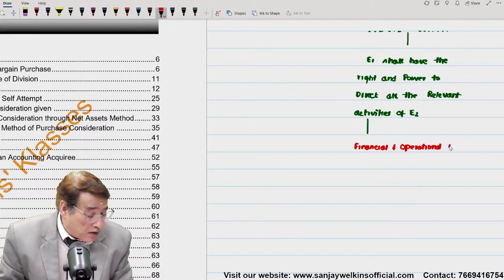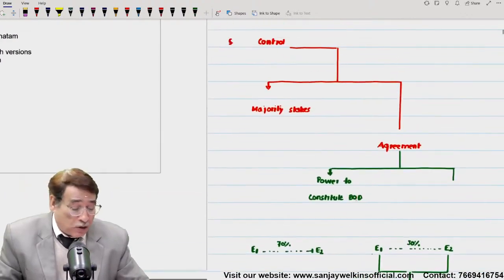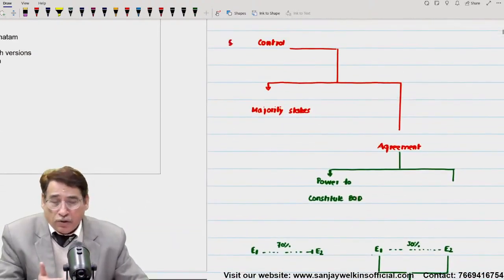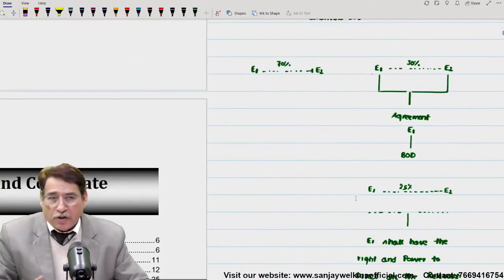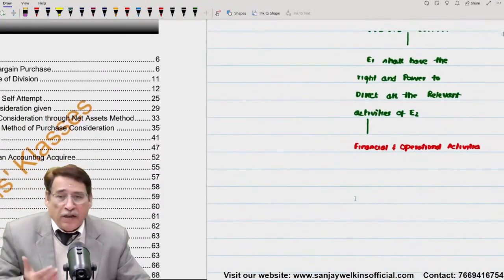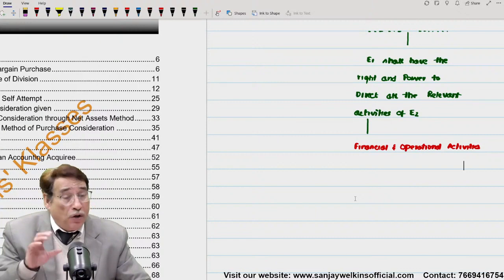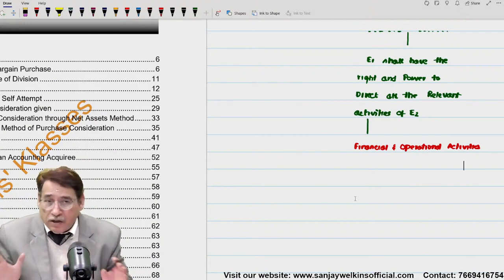So now you must have noticed how you can get control over the other enterprise. Generally, control accrues through majority stakes. However, control may actually accrue to an enterprise, as I told you, on account of a specific agreement. An agreement could be with respect to the composition of the board of directors or with respect to the direction of the relevant activities. Is it clear to you or not?